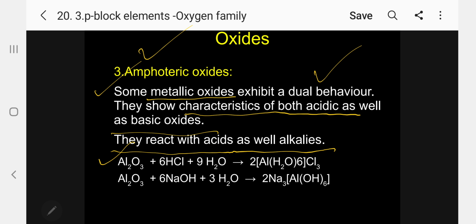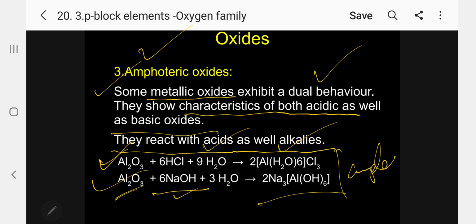Example, you take aluminium oxide, which reacts with HCl in the presence of water. It forms a complex, [Al(H2O)6]Cl3, hexaaquaaluminium trichloride. Kindly follow. The same oxide also reacts with sodium hydroxide. In the first case, with HCl acid, it is acting as a base. In the second case, it reacts with the base, so it is acting as an acid. Now it produces Na3[Al(OH)6]. Both are complexes. What is a complex compound? We will be discussing that under coordination compounds.